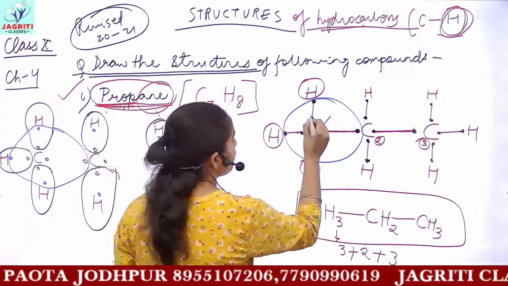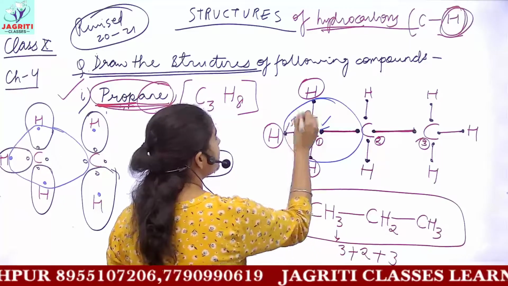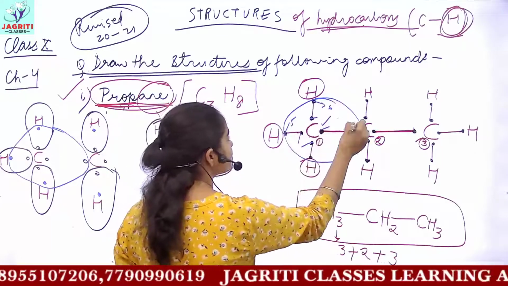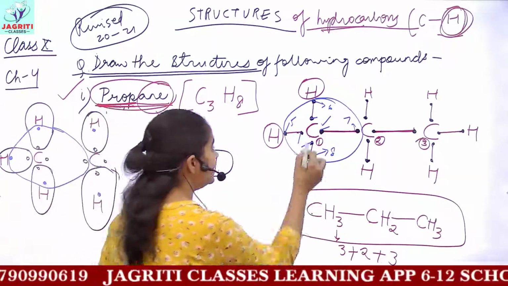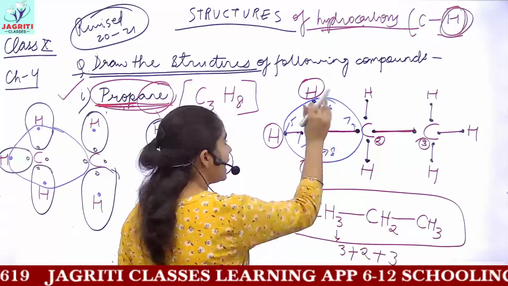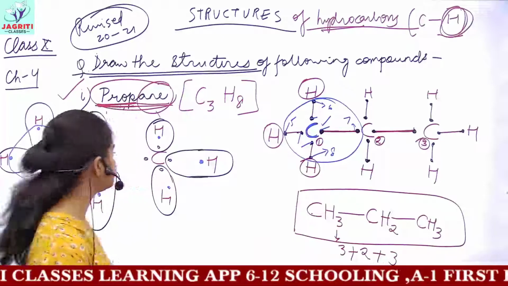Let's count. This is 1, then 2, 3, 4. Then these are 5. This is your 6th. This is the 7th electron, and here comes your 8. So we see that we have one symbol and we have 8 electrons. So this is appropriately correct.